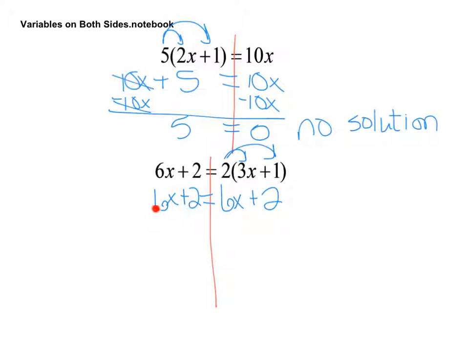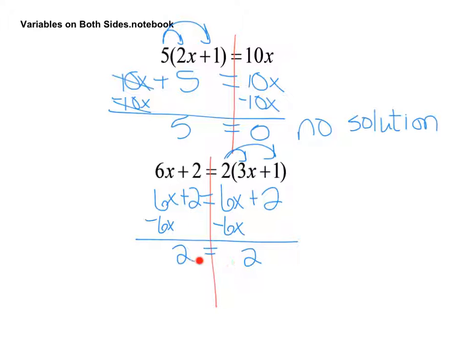Can I combine anything on the left? Nope. Can I combine anything on the right? Nope. Now I need to move a variable. Well, they're the same again, so I pick one. It's a positive 6x, so I'm going to subtract 6x from both sides. That goes away, and I'm left with 2 equals, that goes away, and I'm left with 2.